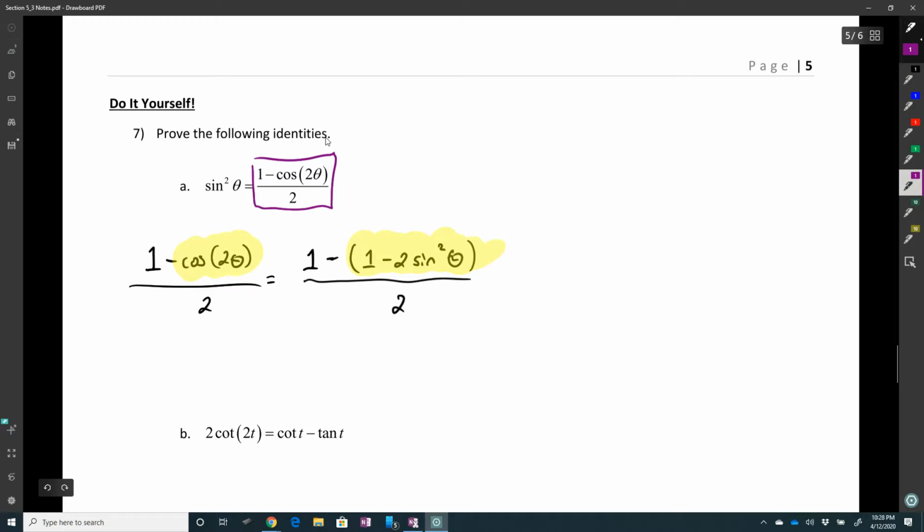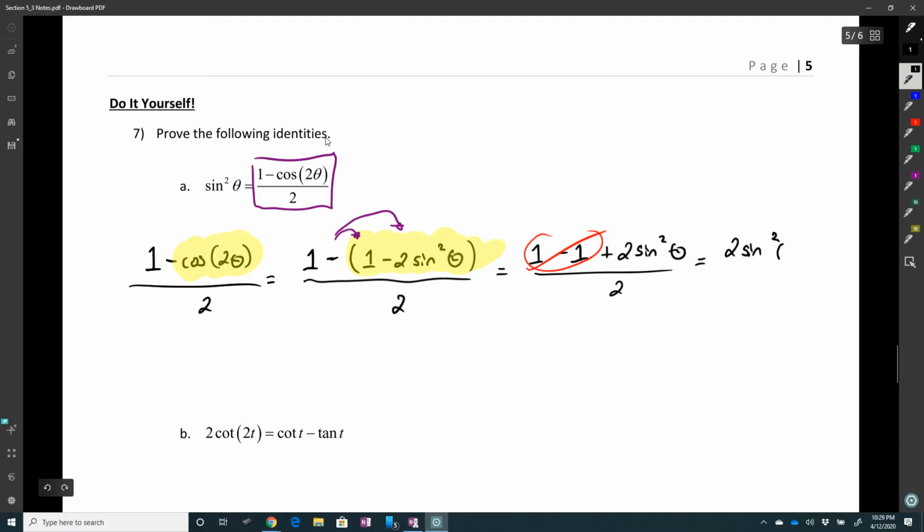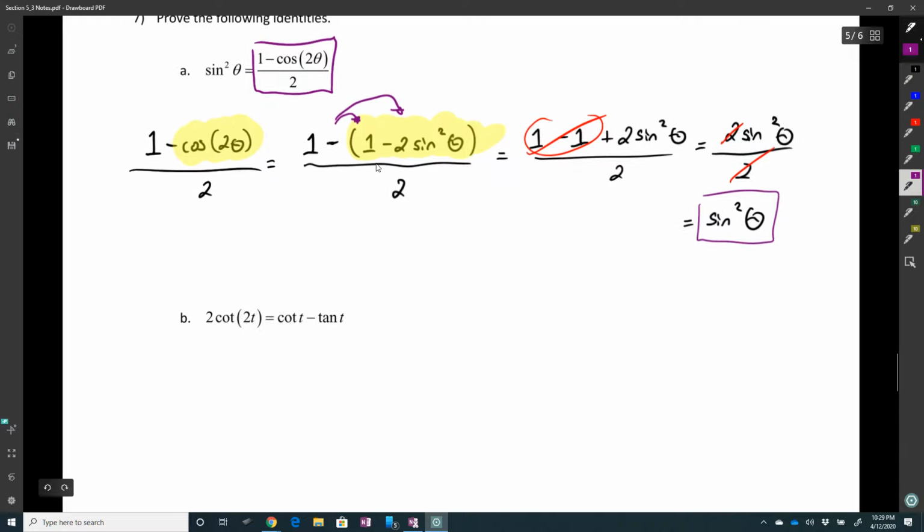So the minus distributes, and you get 1 minus 1 plus 2 sine squared theta over 2. 1 minus 1 cancels out. 2 sine squared theta over 2. The 2's cancel out. And then you're finally left with sine squared theta. Yay! Identity proved. So that one was pretty easy, hopefully. Let's do the next one.